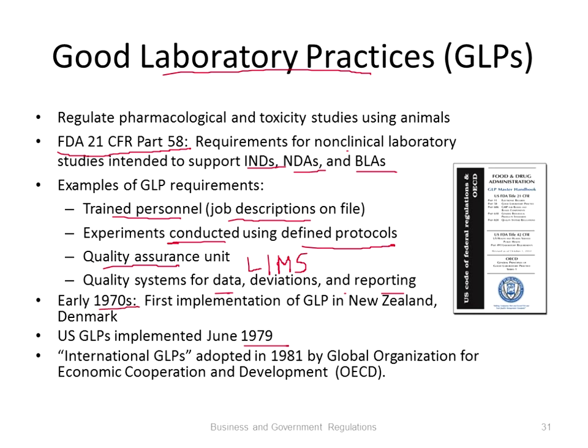These GLPs were first implemented in New Zealand and Denmark in the 70s. In the US, they were implemented in 79. And the international GLPs were adopted in 1981 by the OECD, Organization for Economic Cooperation and Development. So GLPs are really, really important in preclinical testing, and you might get inspected by the FDA for this. It's less likely than manufacturing plants. Manufacturing plants get inspected more often by the FDA, but it has happened.